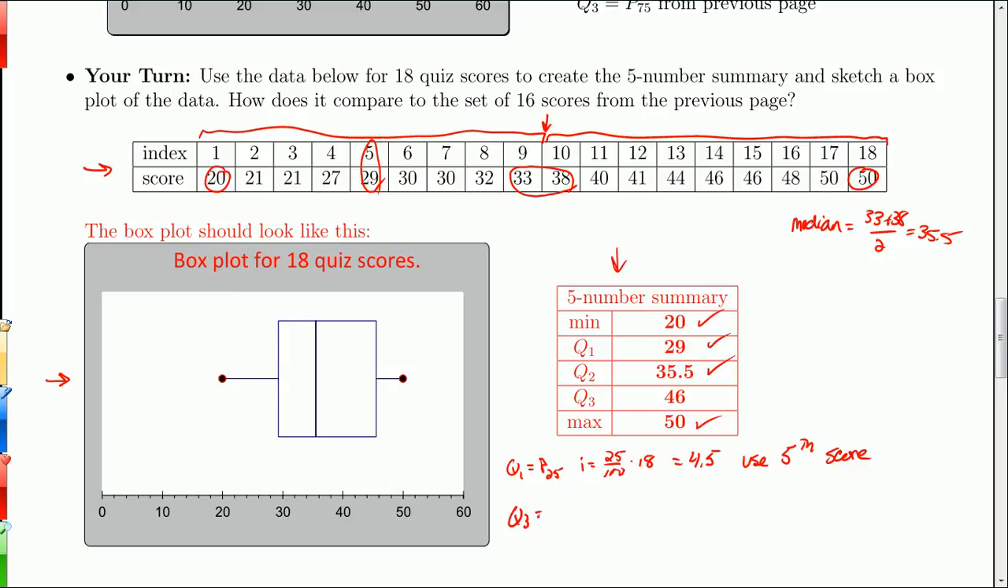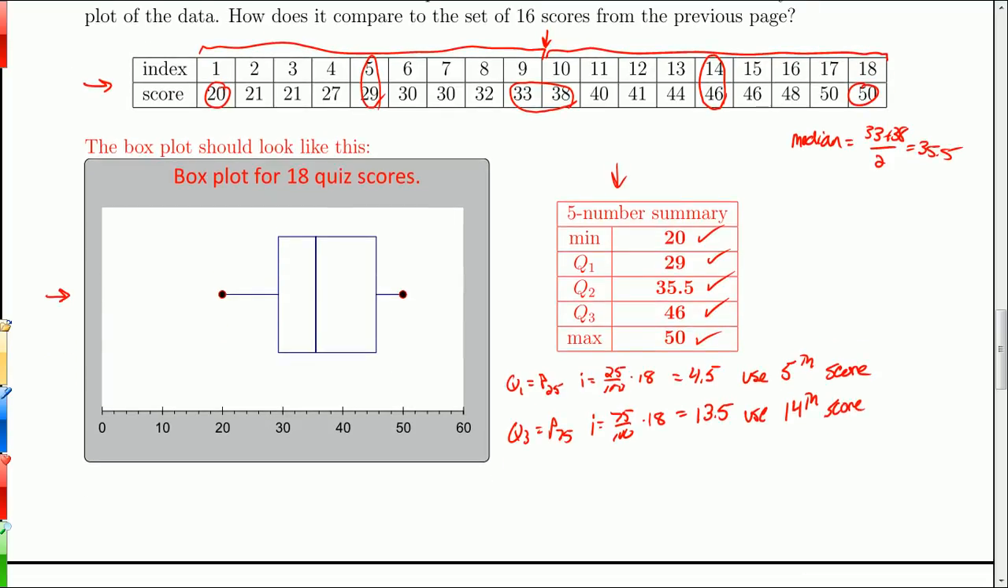For Q3, that's p sub 75. So i equals 75 over 100 times 18. And when you do that, you get 13.5. So again, that's not a whole number, so we just round up and we use the 14th score. And the 14th score, right here, 46. So there's our 5-number summary.